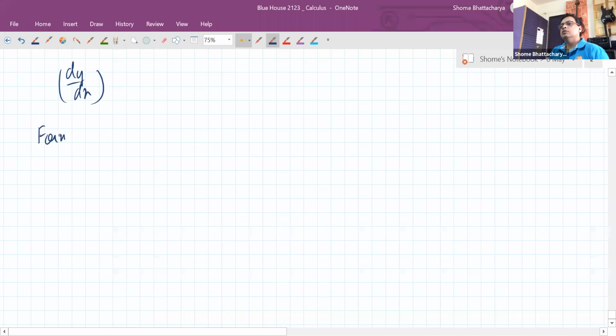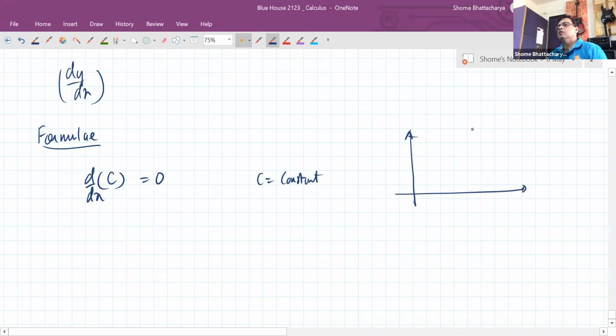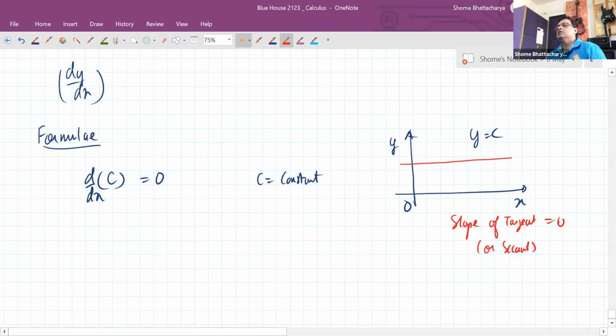So as part of the formulae, we'll understand that instantaneous rate of change of any constant is equal to 0. And this is very easy to visualize, because if you have a constant function, what does the graph of this function look like? It looks like a horizontal straight line. So the slope of the tangent at any point, whether it is tangent or secant line, whatever we take, is 0. So dy by dx will be equal to delta y by delta x, will be equal to 0 for y is equal to c.